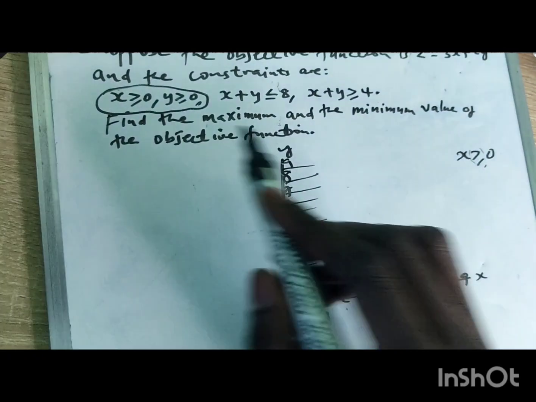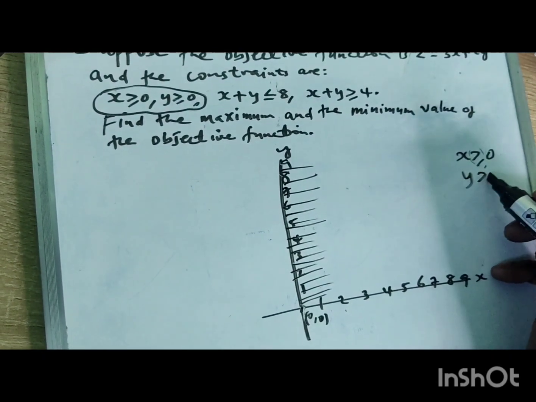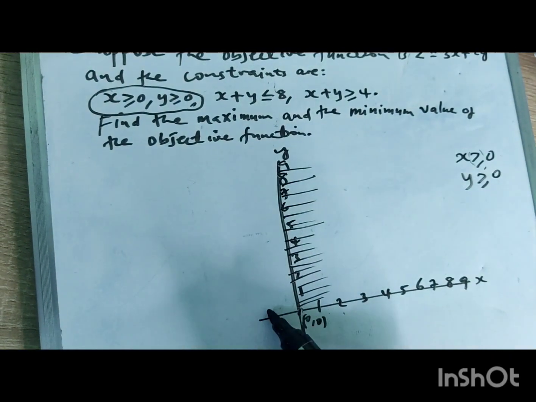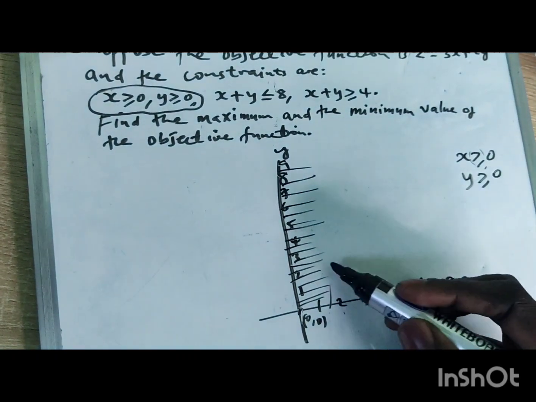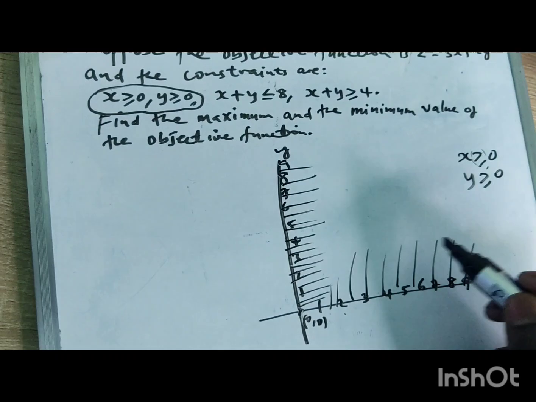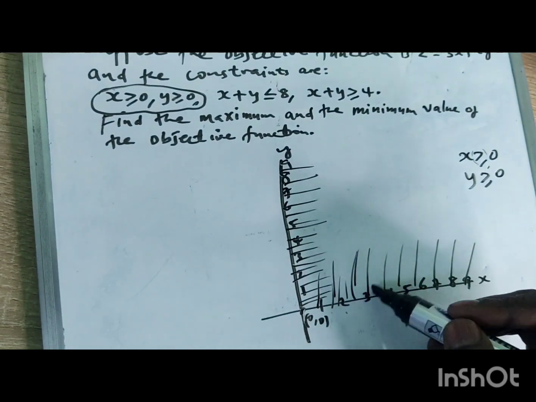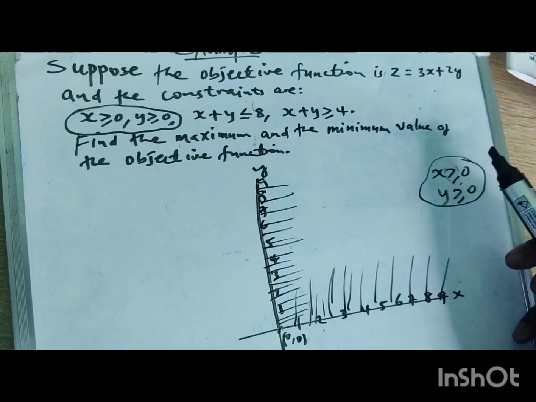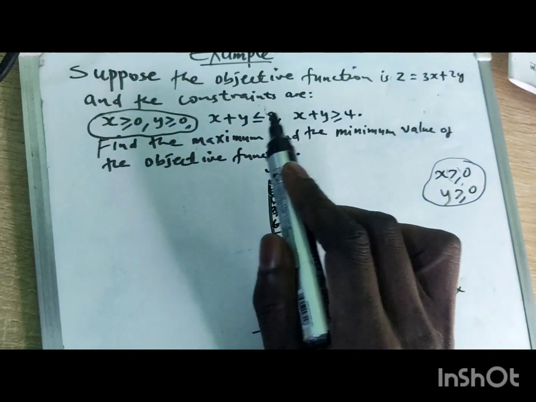Now let's have another one. The y is greater than or equal to 0. Again, we are going to shade this one. This is just this line. We're going to shade it. Okay, now we are done with these two constraints. Now we're going to come to graph this one.